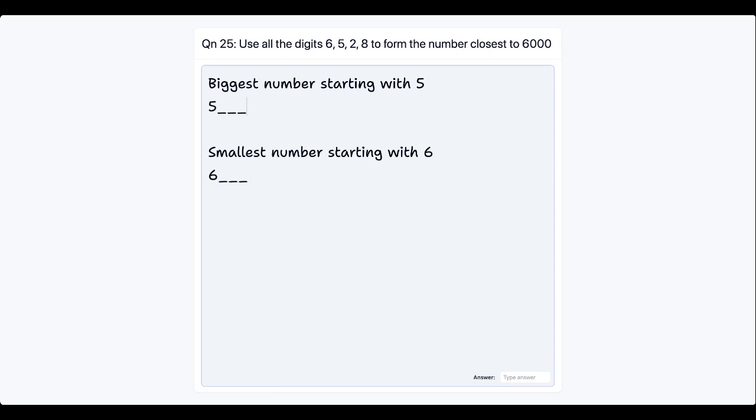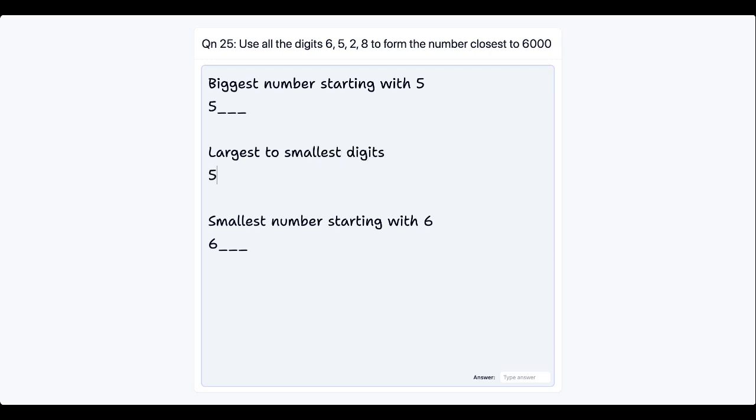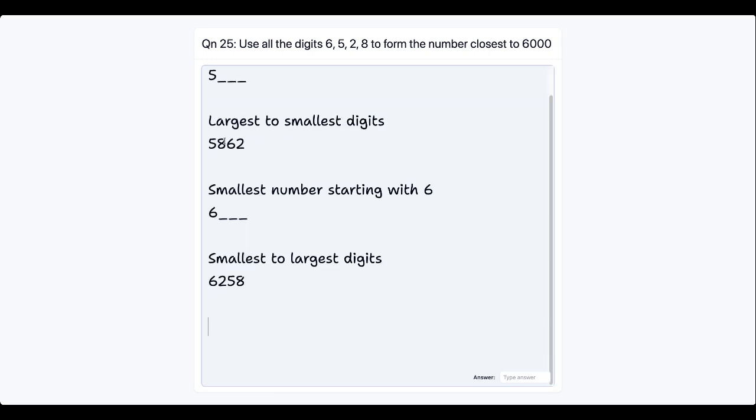The biggest number starting with 5 goes from largest to smallest digits. So 5, the largest is 8, then the next one is 6, and then the next one is 2. This is the opposite for the smallest number starting with 6, which goes from smallest to largest digits. So this would be 6, and then 2, 5, 8.